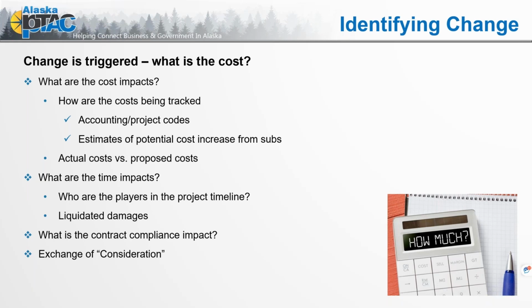so that we can show that cost differential. Second, what are the estimates of the potential cost increase from your subs? How are the costs being tracked, the actual cost versus the proposed cost? One of the things you're going to run into is that it's not uncommon for the contracting officer to want to see your proposal working documents, to see how you built your costs, what the factors were, what those baseline costs were that they can then compare against the proposed cost for this change.